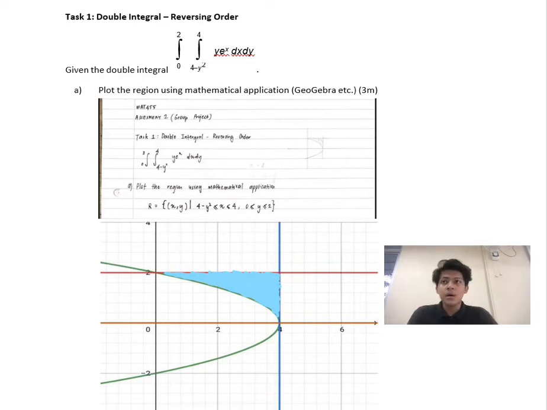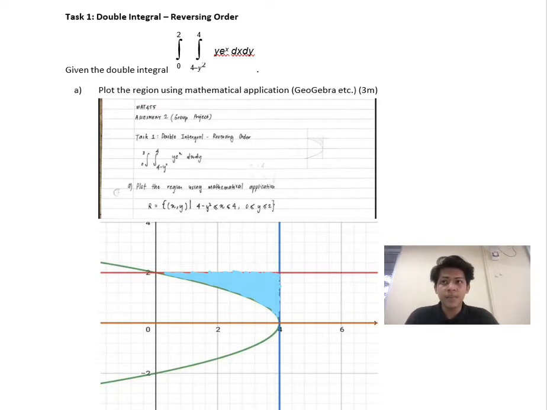The first task given is double integral, which is reversing the order. Given the double integral from 0 to 2 and 4 minus y squared to 4, and the equation is e to the power of x, dx dy. The first question wants us to plot the region using a mathematical application. We use GeoGebra in this question.